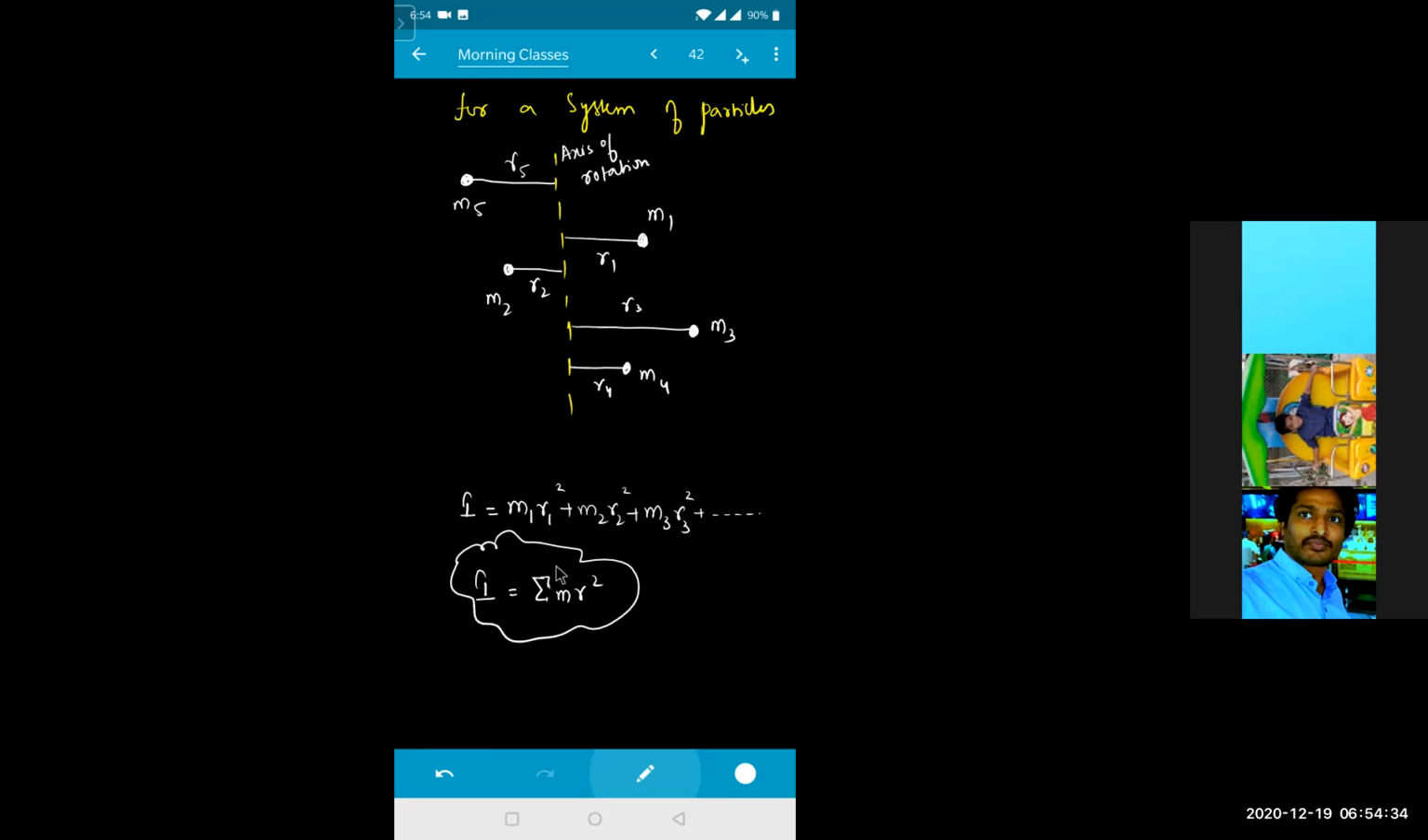Clear? Let me give you one small example. Say for example, we have three masses right now. This is your axis of rotation like this, and this is your horizontal distance. Here there is one particle of mass m, another particle of mass 2m, and here another particle of mass 3m. So we have three particles of masses m, 2m, and 3m. This distance is L, this distance is also L.